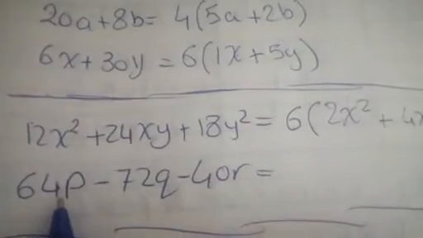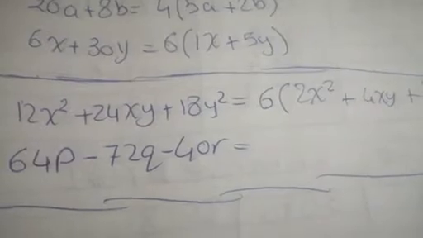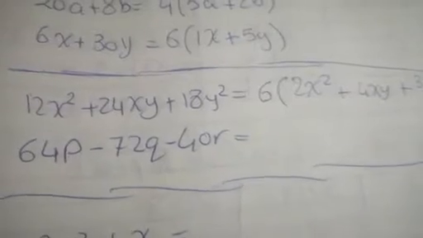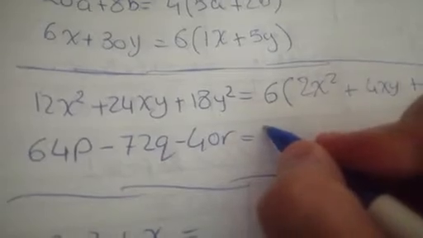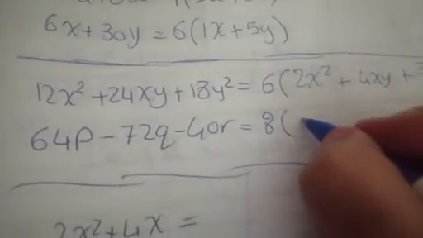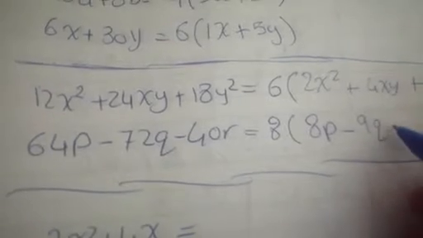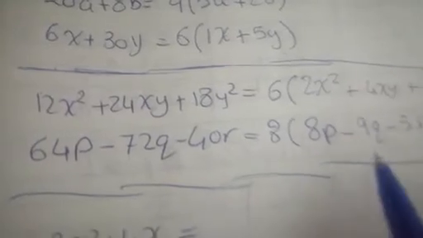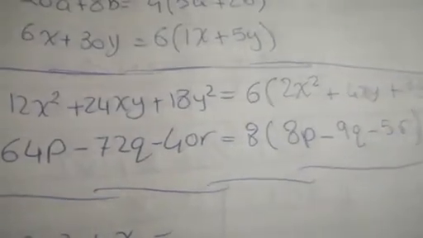Next one, 64p, 72q, 40r. All of them are in the multiplication table of, if you keep thinking, you're going to find that all of them are in the multiplication table of 8, right? So let's divide all of them by 8. 64 divided by 8 is 8p, minus 72 divided by 8 is 9q, minus 40 divided by 8 is 5r. If you want to check, can we take anything common between 8, 9, and 5? No, all of them are not in the same multiplication table.